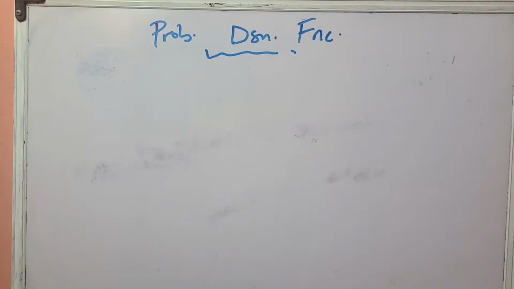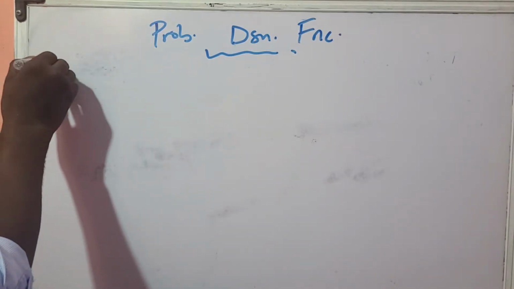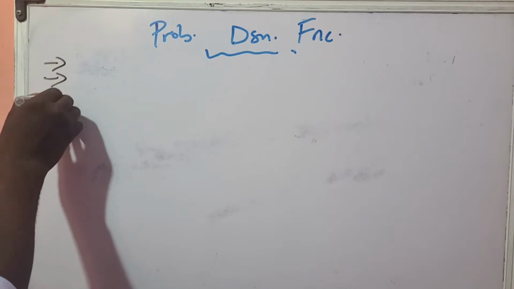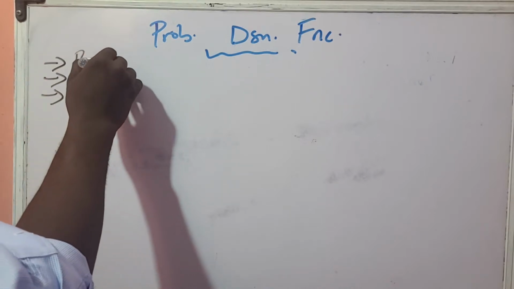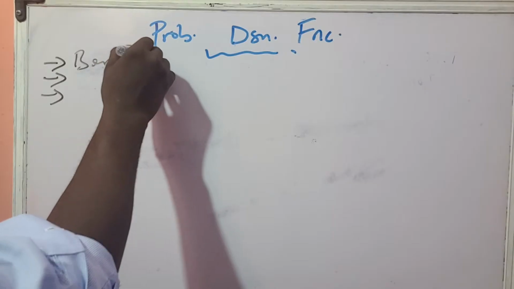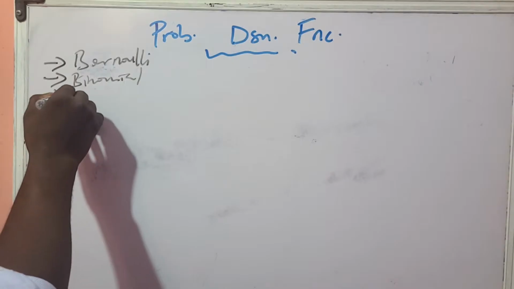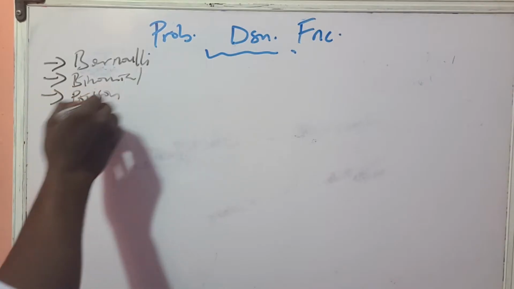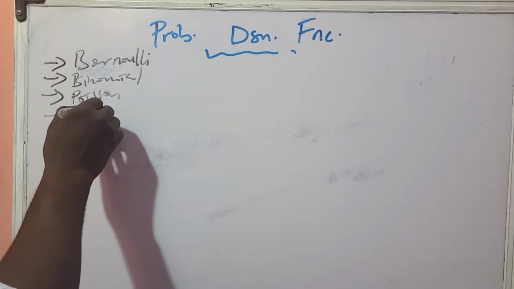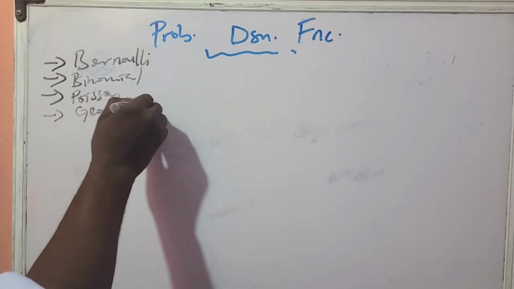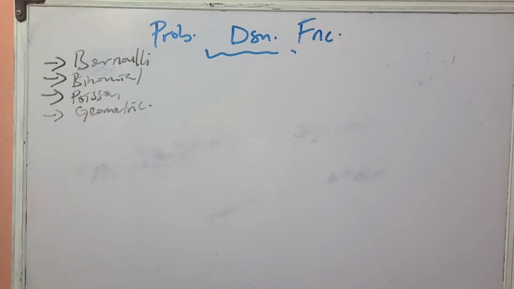Now, if you recollect, I listed out 4 different distributions under probability distribution function that we'll be considering. The first being Bernoulli, the second being binomial, the third Poisson, the fourth geometric. All right. So these are the 4 distributions we will be spending our time on.